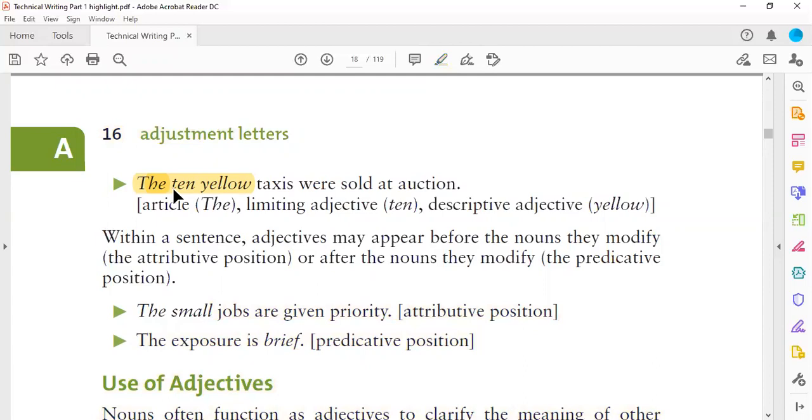"The" is an adjective, and it's a limiting adjective. Ten also is a limiting adjective. Yellow is a descriptive adjective. So whenever you have descriptive and limiting adjectives, the limiting adjectives come before the descriptive adjective.